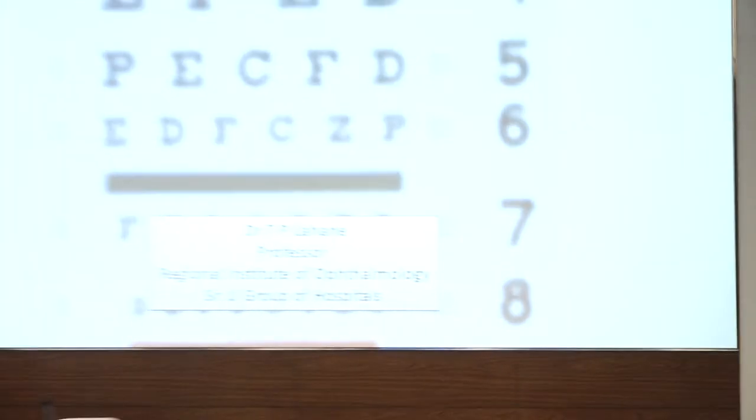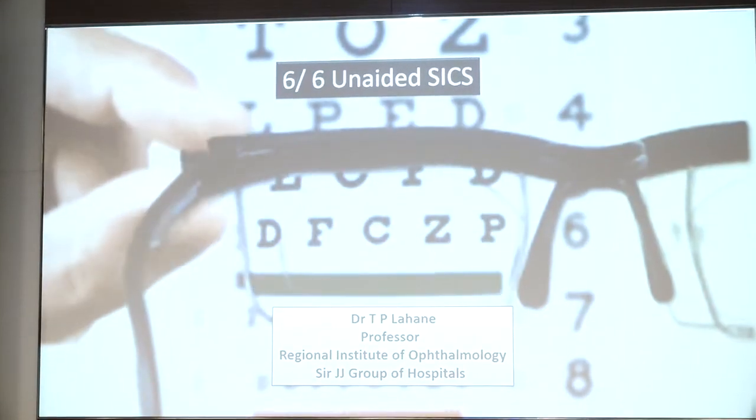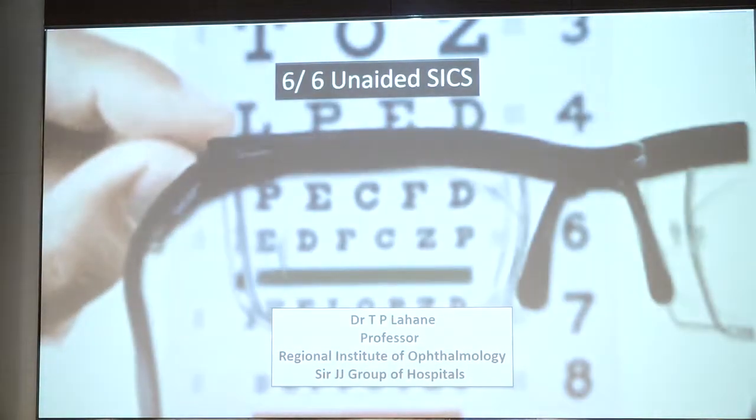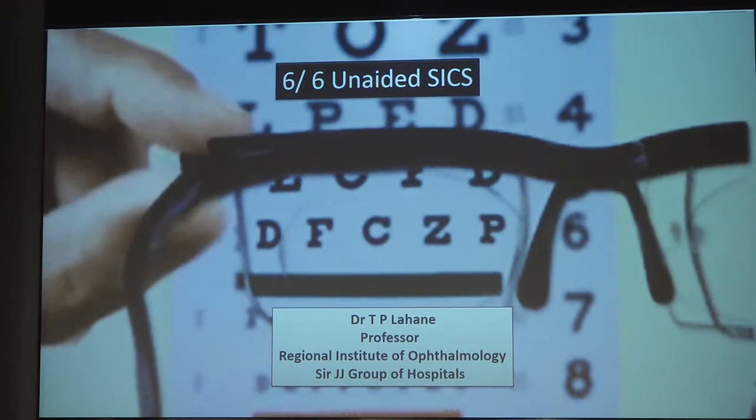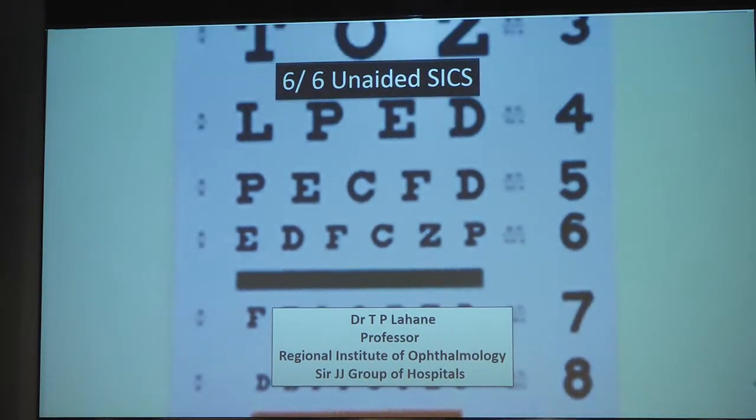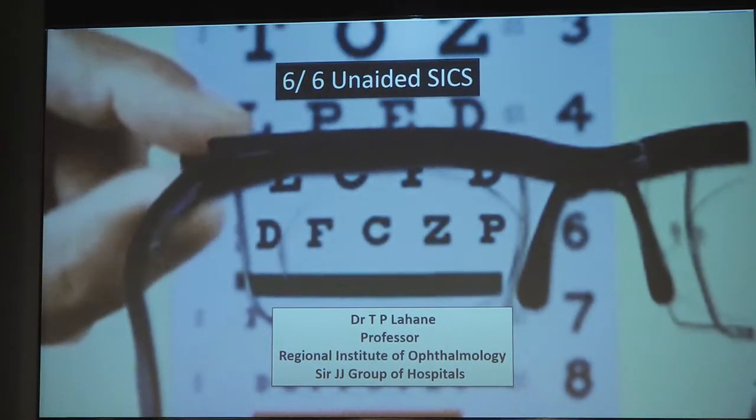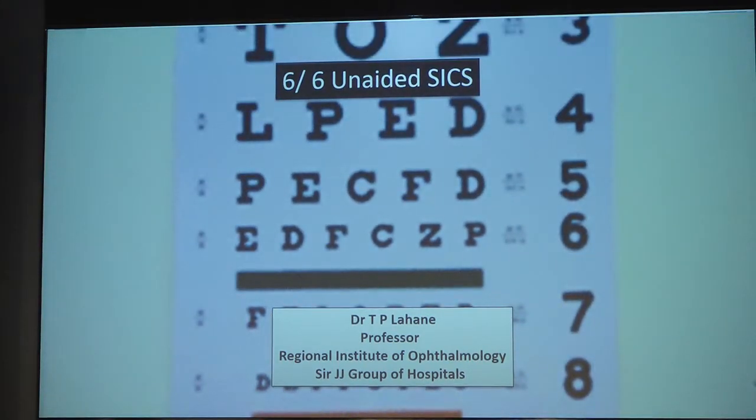Unaided 6x6. Is it possible with SICS? Yes, it is possible with SICS. The only thing is that we always feel SICS is inferior surgery, and because of that, we are not taking care of the surgery. When there is a phaco, then we see so many things, and topo, and so on, everything. And then when there is SICS, it is SICS, just do it. It means you always feel that doing SICS means nothing.